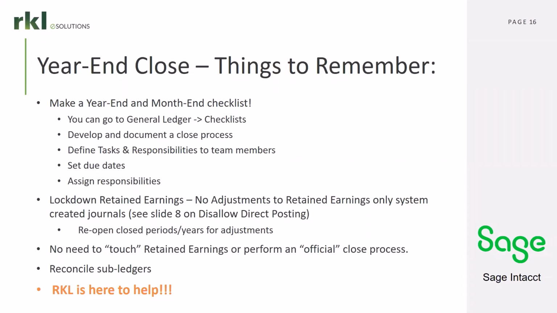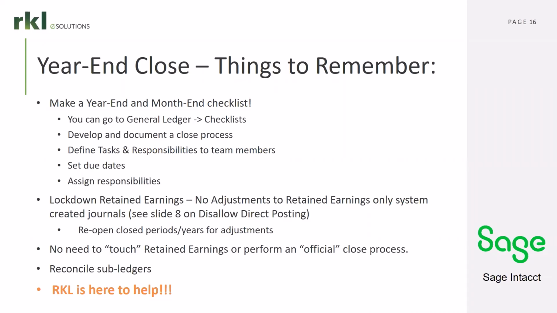If need be, if something comes in late, like, I've got to get this bill in here, but I don't really want to do an adjusting journal entry, I just want to get it in the right way, you can reopen, provided you have the permissions assigned to you for reopening periods. You can reopen that, do what you need to do, and then close it. Again, unless you specifically went over anything with your implementation person or you have a specific need, there is no need to touch retained earnings or perform an official close process.